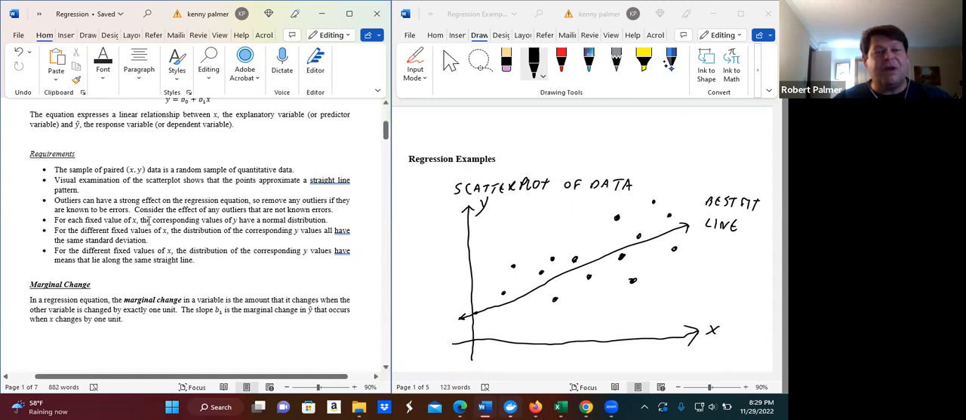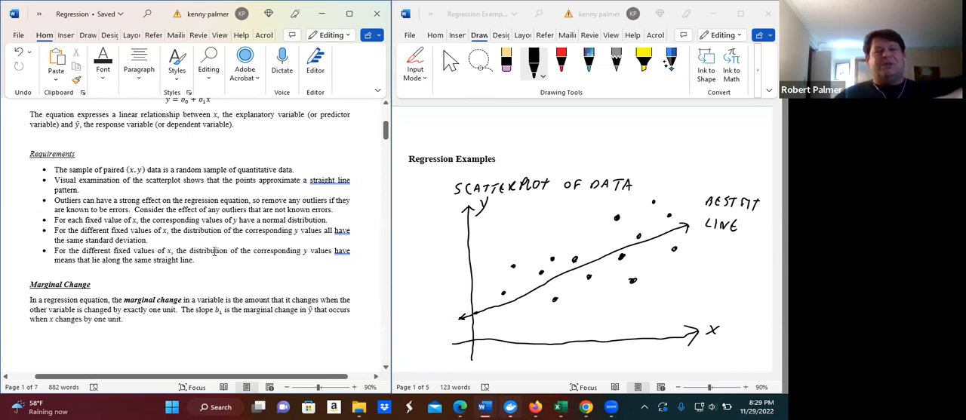Now, for each fixed value of X, the corresponding values of Y have a normal distribution. Then for the different fixed values of X, the distributions of the corresponding Y values all have the same standard deviation. Then for different fixed values of X, the distributions of the corresponding Y values have means that lie along the same straight line. Now, we're not really going to get into those last three points.